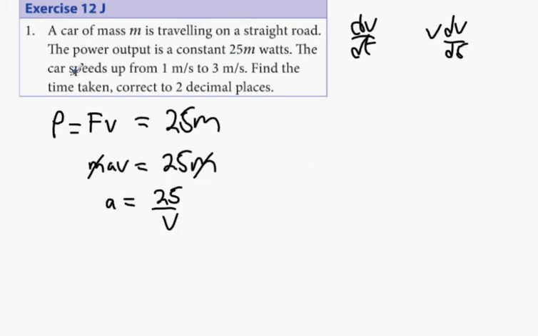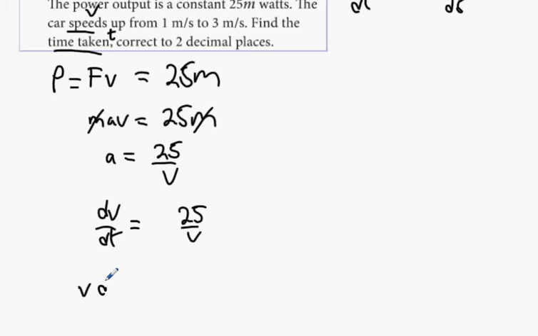Have a look through. We're talking about speed, so we have v, and we need to find the time taken. So the time taken is t. So we have v and t, and we're going to use the v dt. So we're going to have v dv dt equals 25 over v. Cross multiply: v times dv equals 25 dt. And once that's done, we're then going to introduce the integral signs.